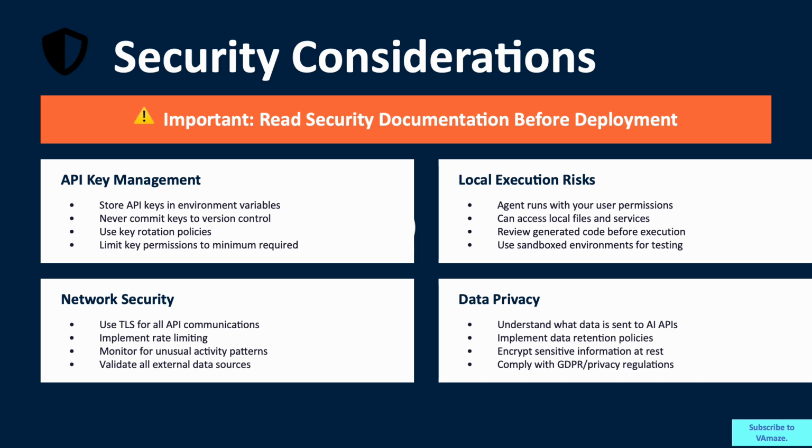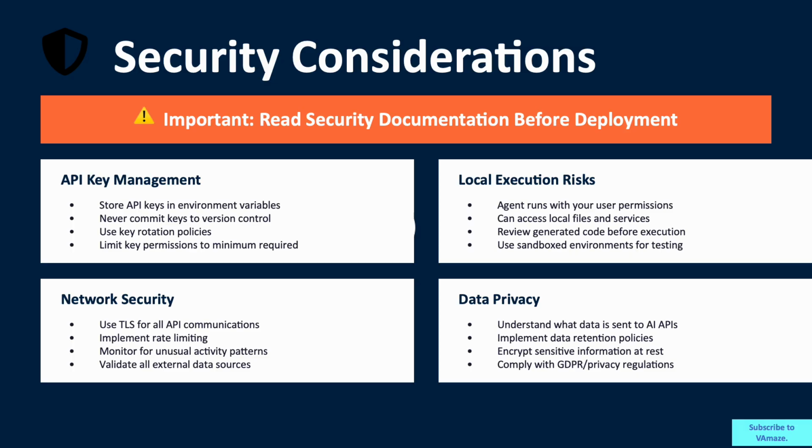API key management. Your API keys are essentially passwords to your AI services. If they're compromised, someone could rack up thousands of dollars in API charges, access your data, or use your account for malicious purposes. Best practices. Always store keys in environment variables, never in code. Never commit keys to version control, use .gitignore. Implement key rotation policies, change your keys regularly. Use the principle of least privilege. Only give keys the minimum permissions needed.